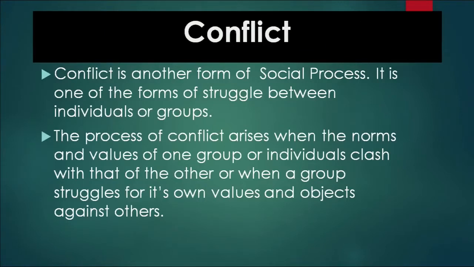Now we can discuss what is conflict. Conflict is another form of social process. It is one form of struggle between individuals or groups. How does the process of conflict arise? It arises when the norms and values of one group or individual clash with those of another, or when a group struggles for its own values and objects against others. So we can say conflict is also universal. It is also found in all societies, as we find in the case of competition.